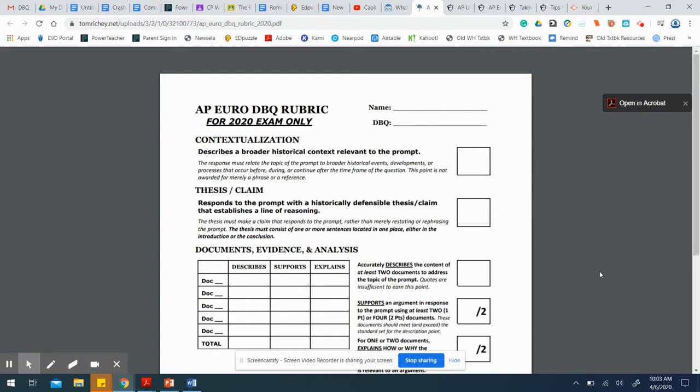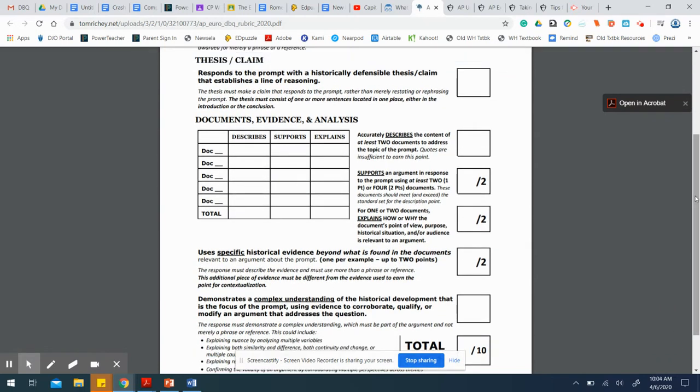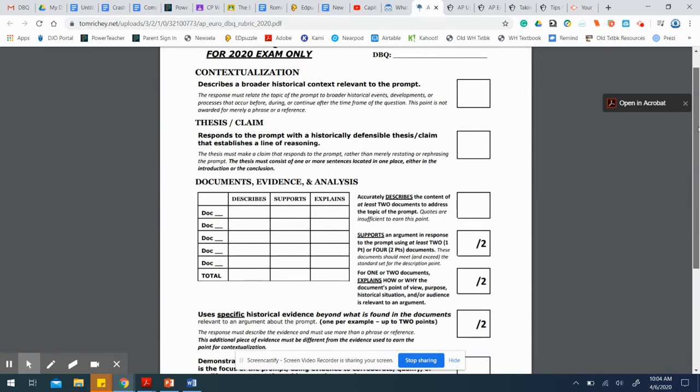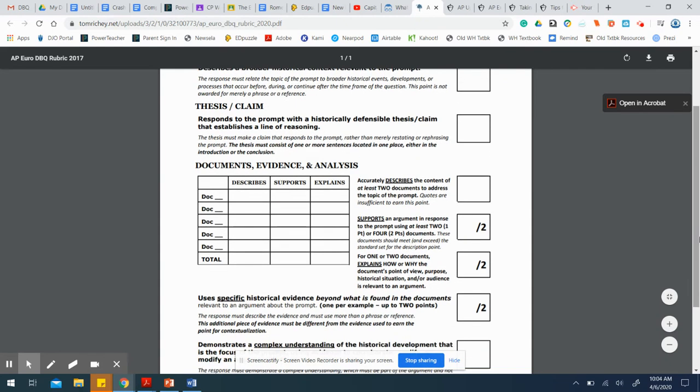Okay, so here is the rubric for the new AP exam based on the 45 minutes and 5 documents. It's very similar in all the elements it's looking for, it's just shrunk, okay? So they're still looking for contextualization and your thesis statement. And then here it gets into the nitty-gritty of what you need to do with the documents.